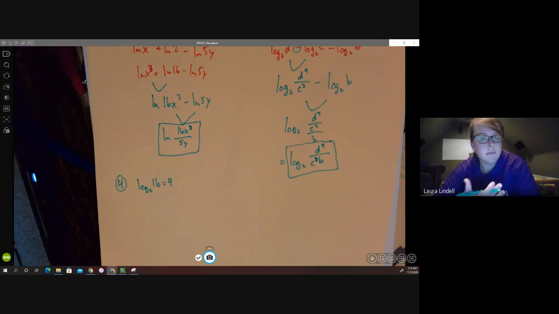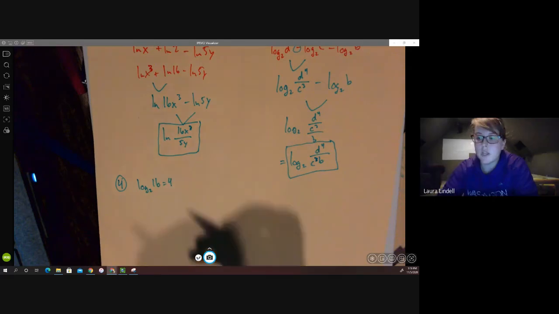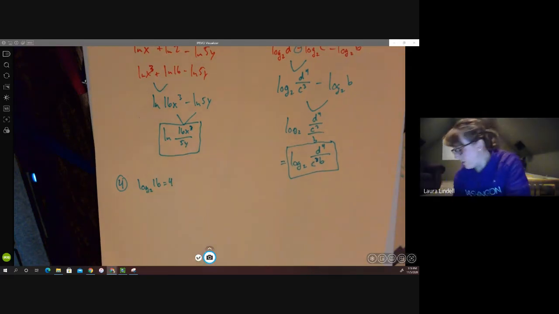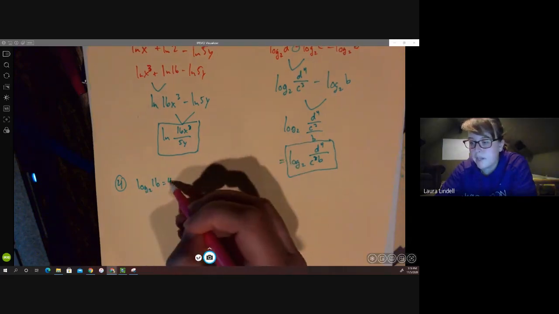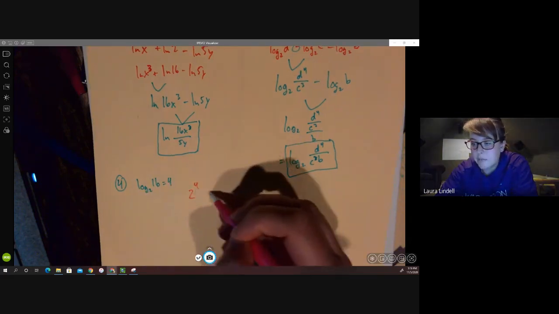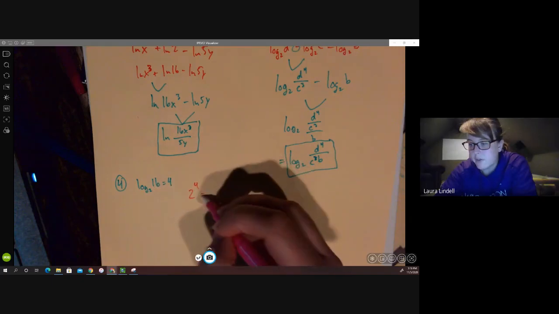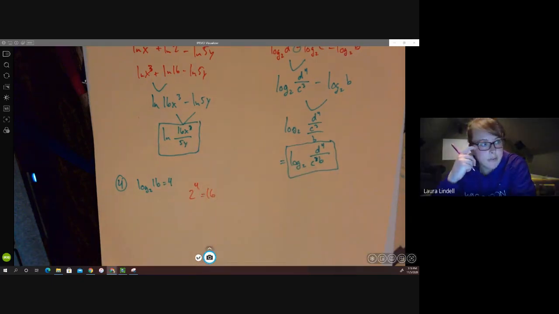So if you can remember what exponential form is supposed to look like, and you just want to go directly for it and go, all right, this number is supposed to be the base, this number is supposed to be the exponent, this number is supposed to go to the other side of the equal sign, you can do it just like that if you would like.